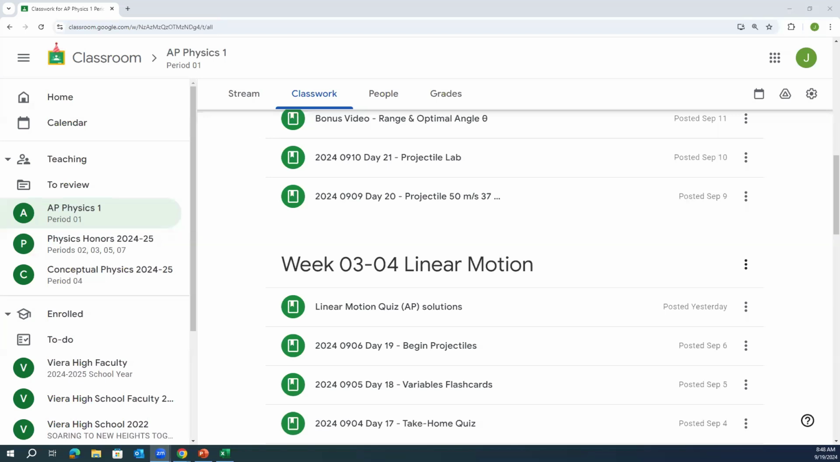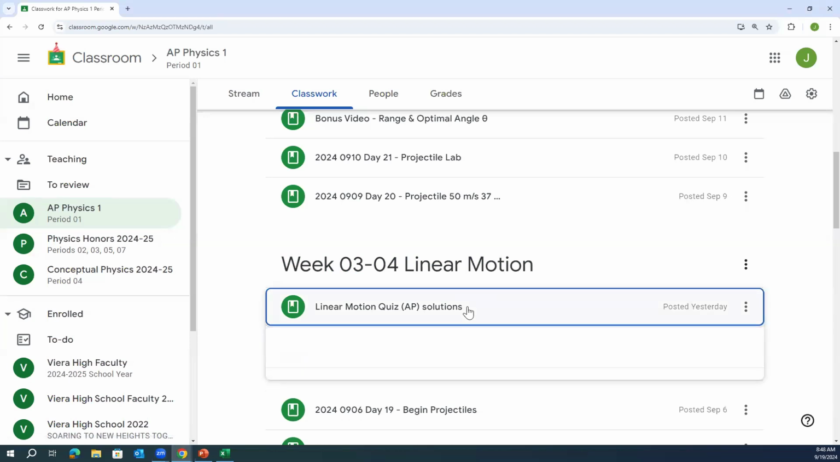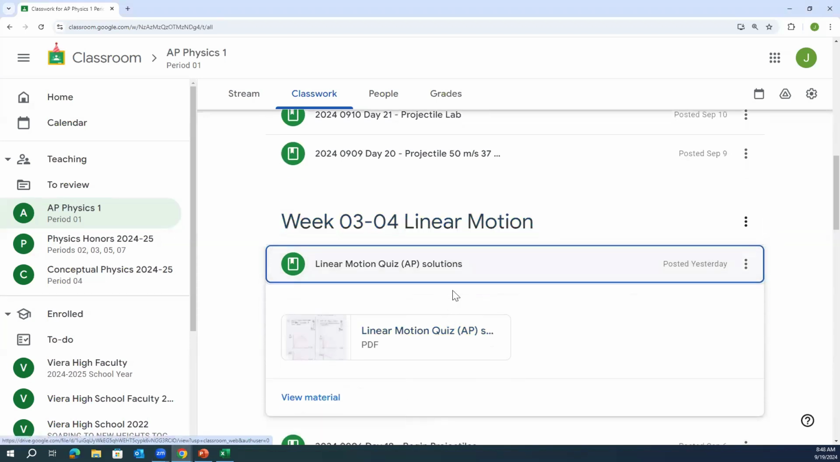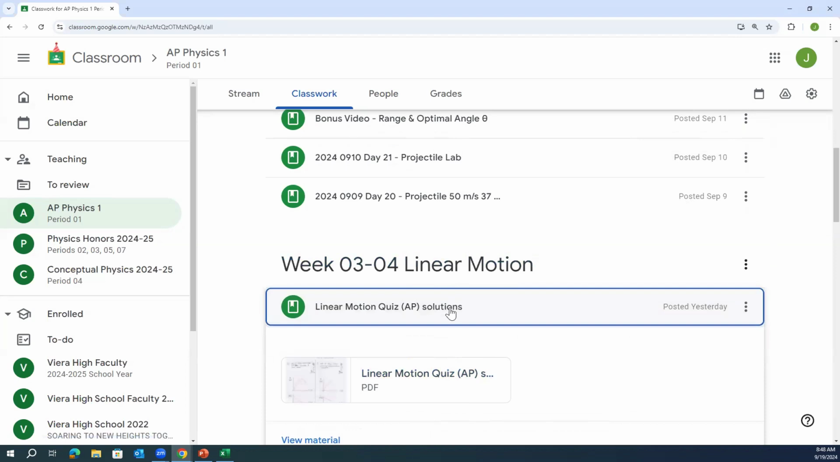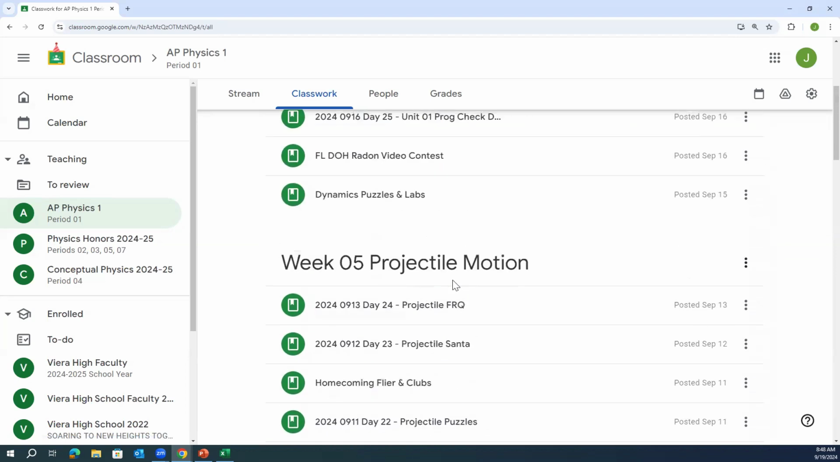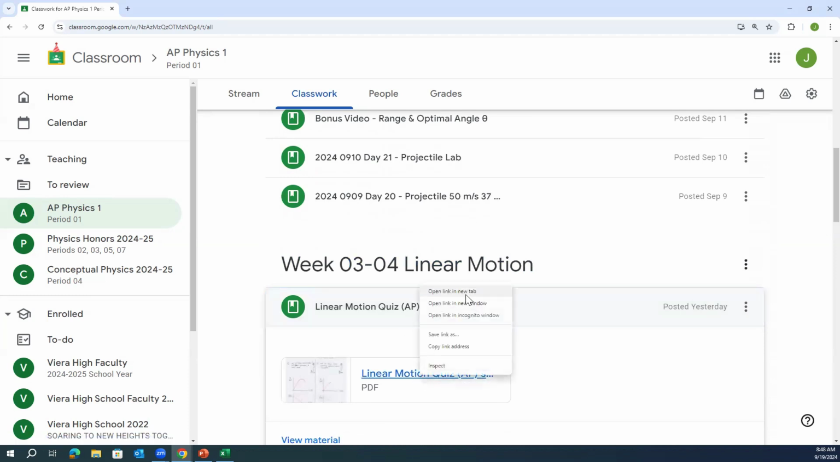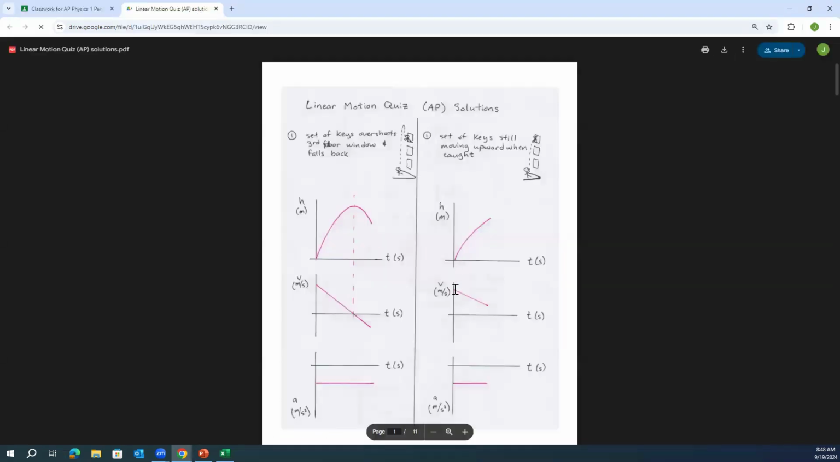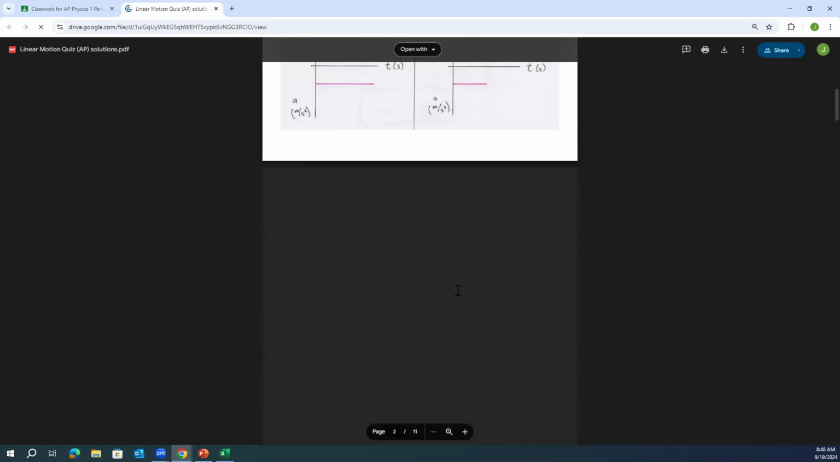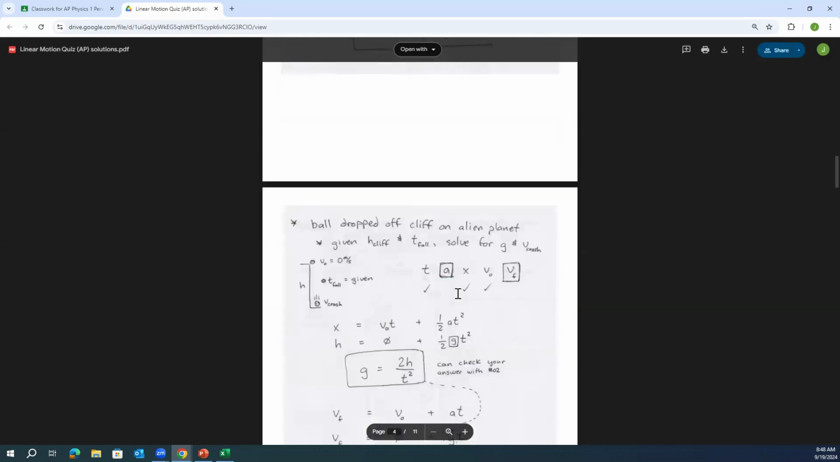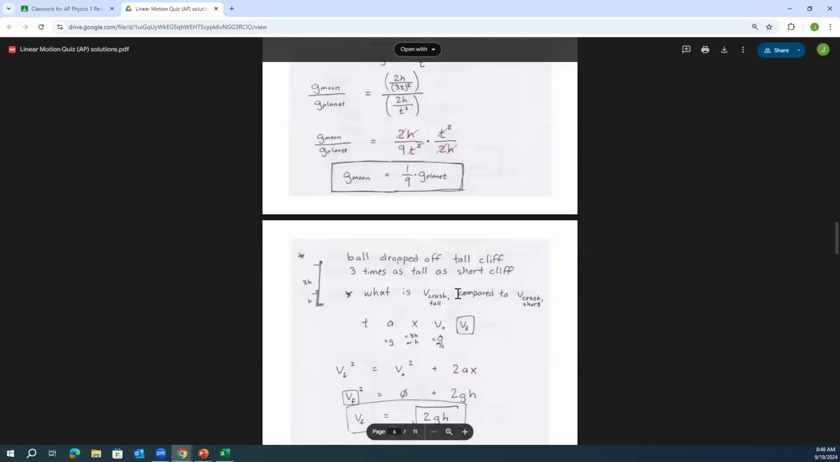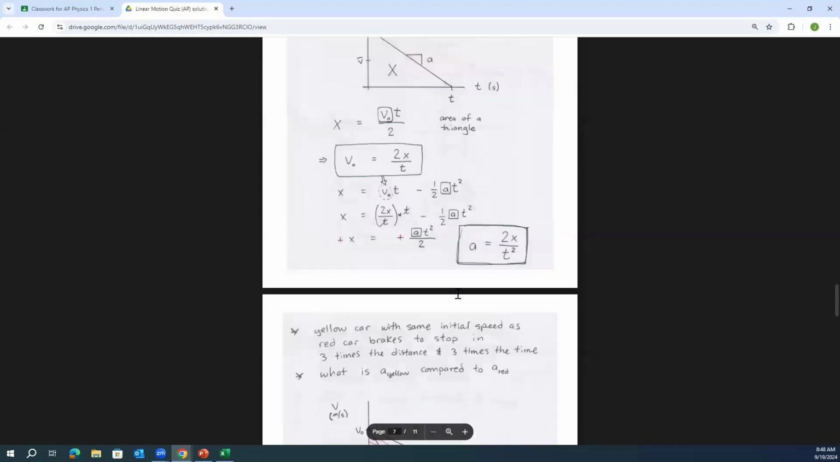Since the quiz I give to AP is really harder than my other classes, I think it makes more sense to post the solutions. So guys, yesterday I did post the solutions here. If you guys go to Google Classroom, scroll back a few weeks to linear motion, and it's right here. So let me open in a new tab. I wanted to do at least one example with you guys. Of course, I actually made different versions of the quiz, so you got slightly different variations on questions, but all the solutions are here.